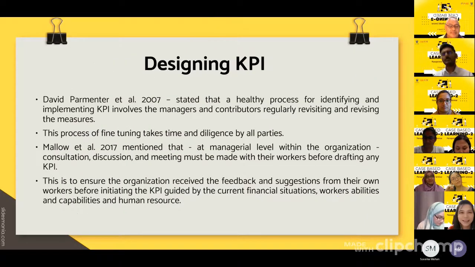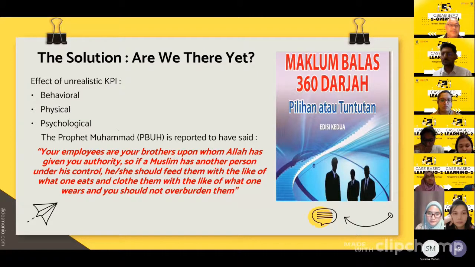In terms of designing KPI, David Parmenter et al. 2007 stated that KPI should be regularly revisited and revised as the environment is so dynamic, especially from the lesson learned from the COVID-19 pandemic. It will take time and effort from all stakeholders and workers to design feasible KPI. Melo et al. in 2017 mentioned that managers need to consult and discuss with their workers before drafting the KPI, guided by the organization's current financial situation, human resources, and workers' capabilities and abilities. But these are the solutions; are we there yet?